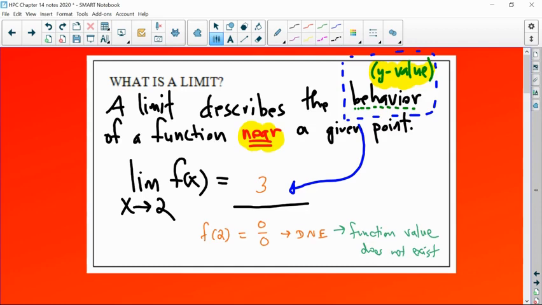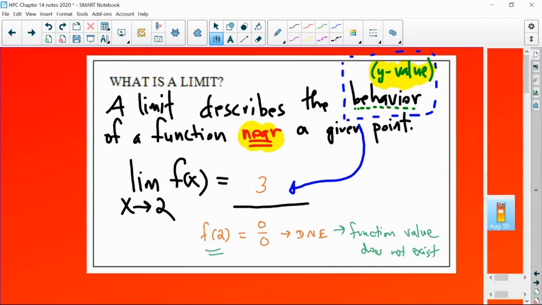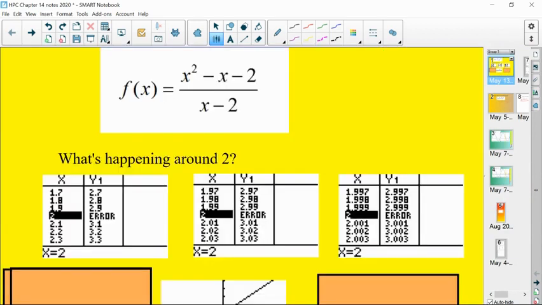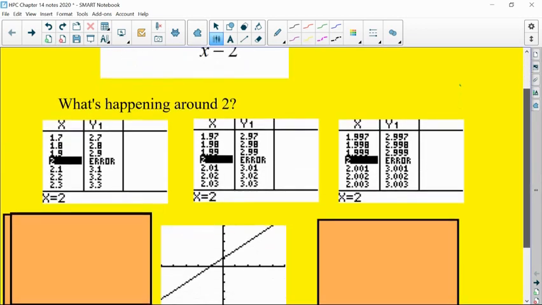Since I can't necessarily find the function at 2, but I can figure out what should have happened, another good definition of a limit is, well, what should have happened? There shouldn't have been a hole there. You go back to the image that I had here, and that image should not have had a hole. There's a hole.